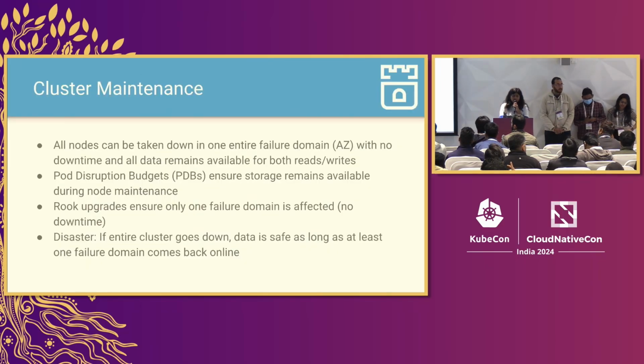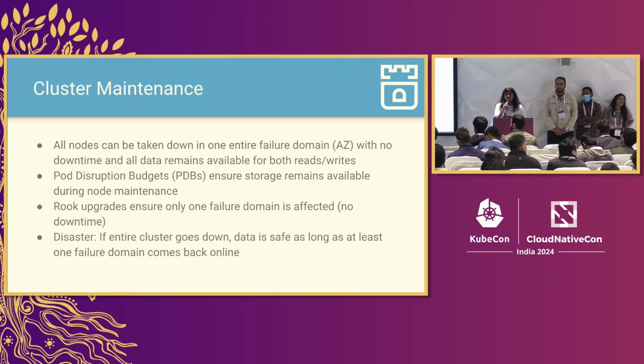Then for cluster maintenance, now the big question is, if I'm doing an upgrade, is Rook reliable in that particular side of things? So how it works is, if you take down a node, all nodes can be taken down in one entire failure zone with no downtime, and all data remains available for both read and write. What that means is the read and write would go to the other availability zones, and can continue.